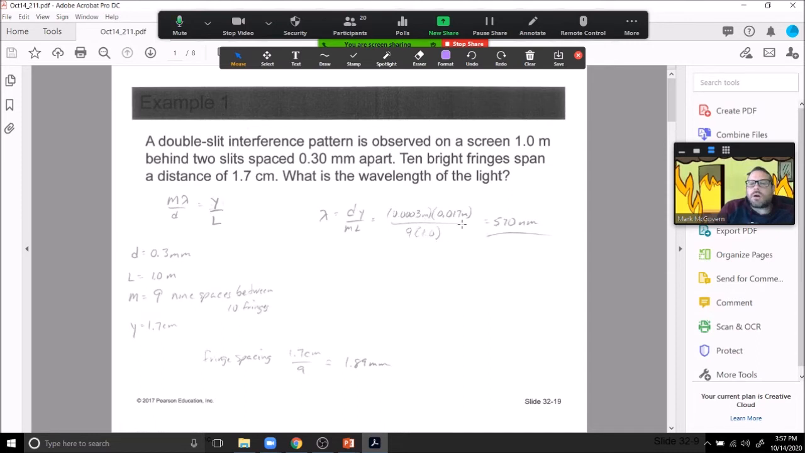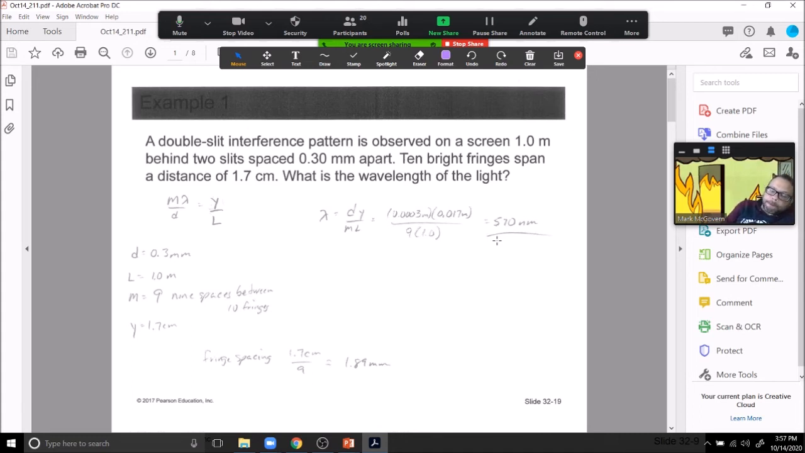We have our spacing, the y value. We got our order number. And we need an L here, 1 meter. 570 nanometers. 570 nanometers would be like greenish yellow light, like yellowish. 550 is pretty straight up yellow. So 550 is delving a little into the orange, but that's what would be here.